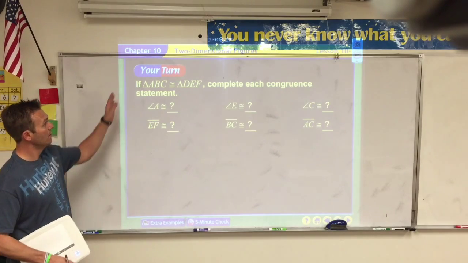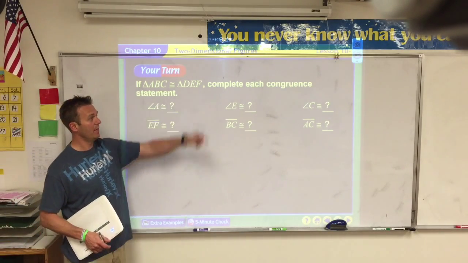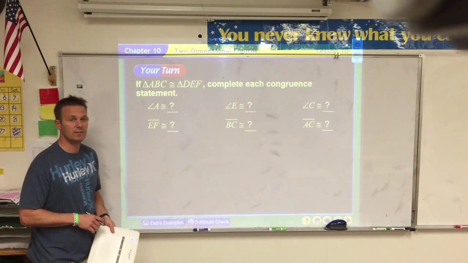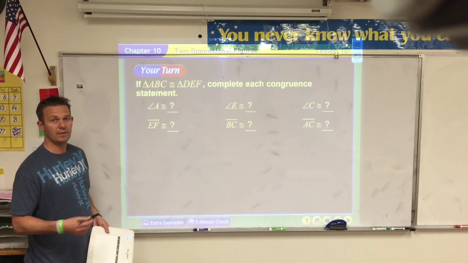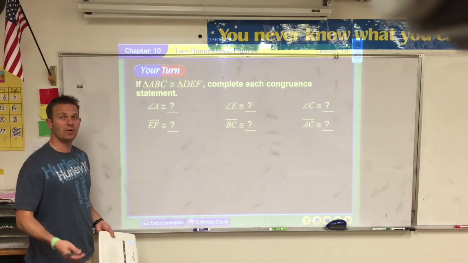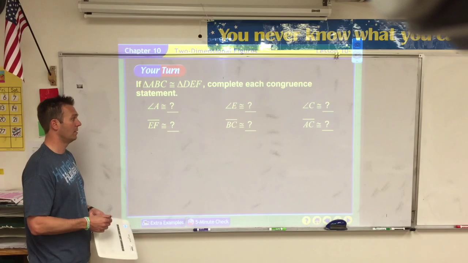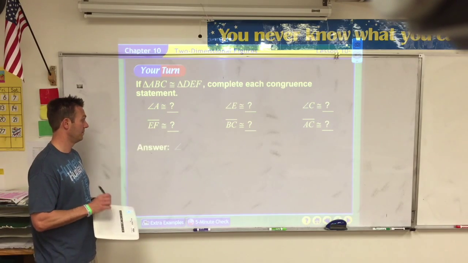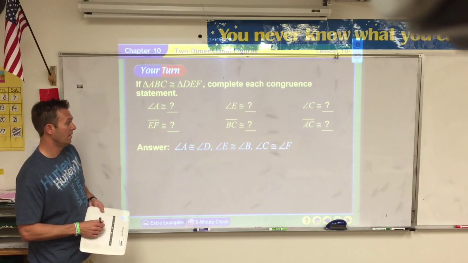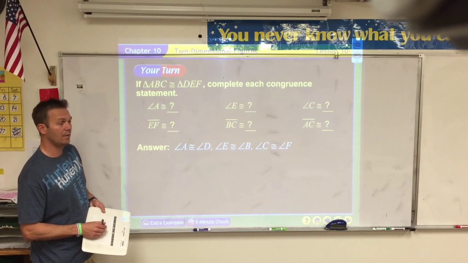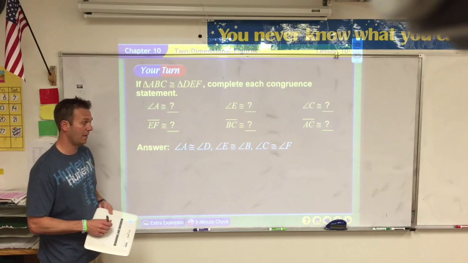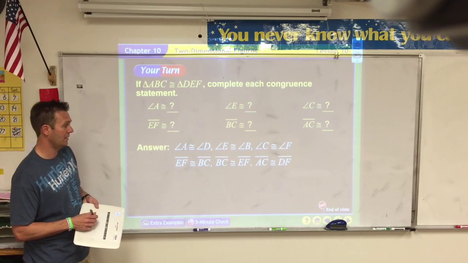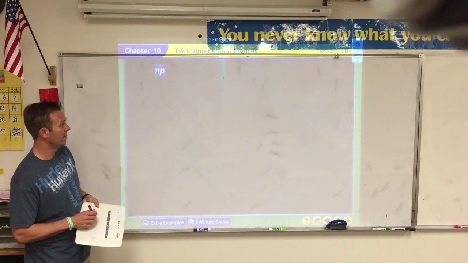Now it's your turn. Go ahead and complete it using this information. Write this down and solve it, and we'll go from there. All right, you can hit pause now, do it. Make sure you know how to do it, understand it, and then you can come back and check your answers. And here are the answers. Okay. Angle A with angle D, angle E with angle B, angle C with angle F, then EF with BC, BC with EF, and AC with DF.